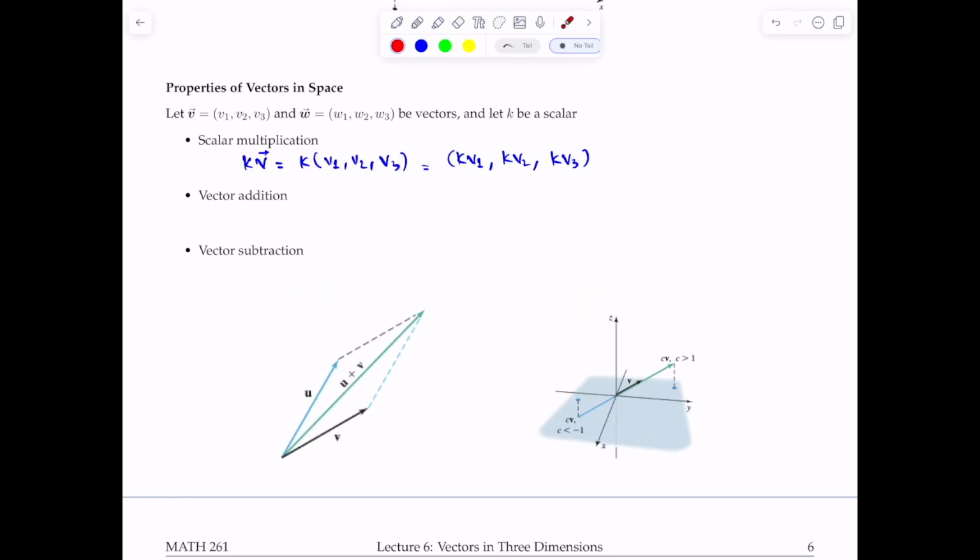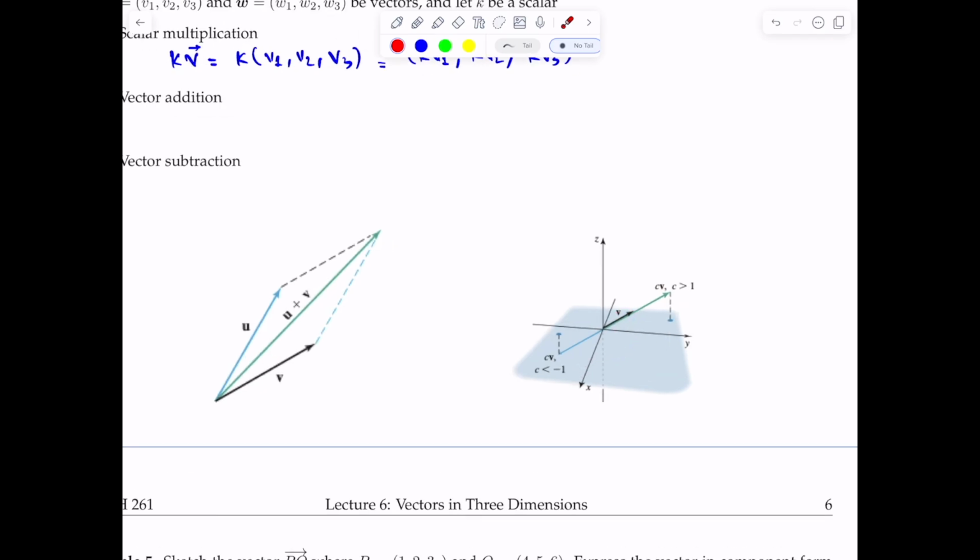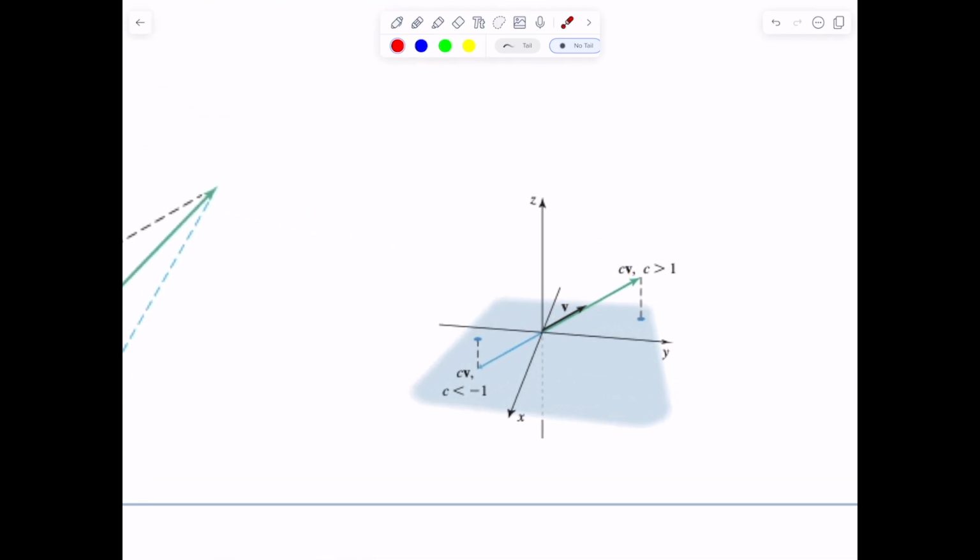And depending on the value of k, you can make the original vector a little longer or smaller, or turn it into the opposite direction. So this is an example of scalar multiplication. In this case, I have the original vector v and the scalar c here. When c is greater than 1, you make the vector bigger but still pointing in the same direction as the original vector v. When c is less than -1, you make the original vector bigger, but you turn it into the opposite direction as the original vector.